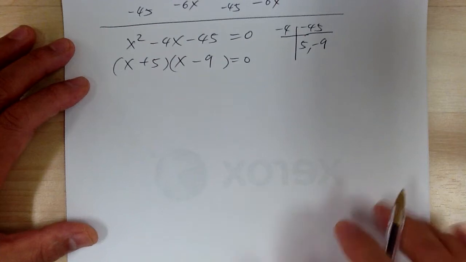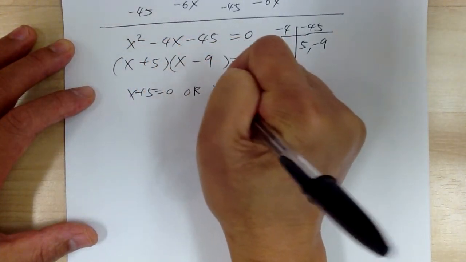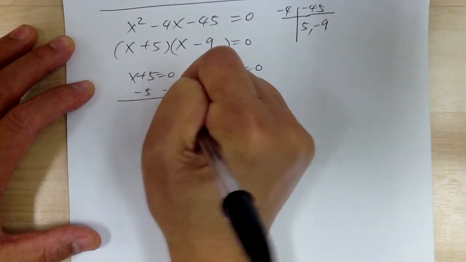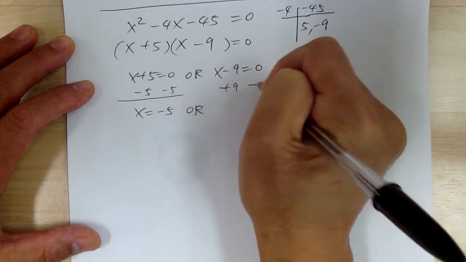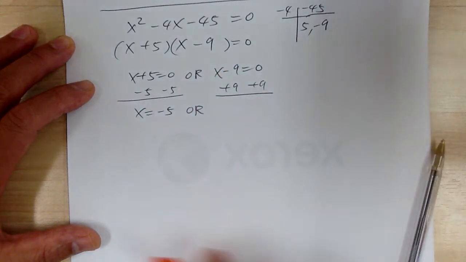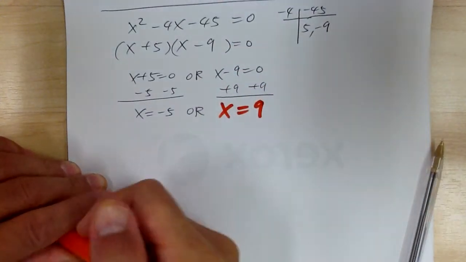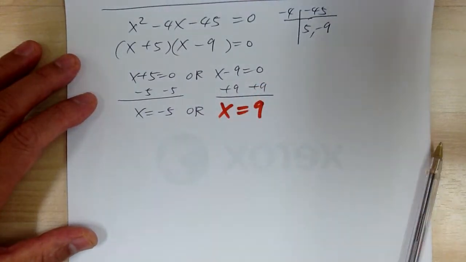Then you use the zero factor property. So x plus 5 equal to 0 or x minus 9 equal to 0. Minus 5 on both sides, so you got x equal to negative 5, or plus 9 on both sides, so you get x equal to 9. Again, do not box this as your final answer. Guarantee somebody's going to do that.